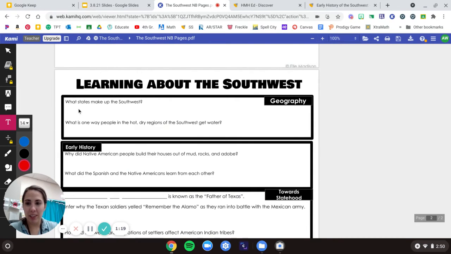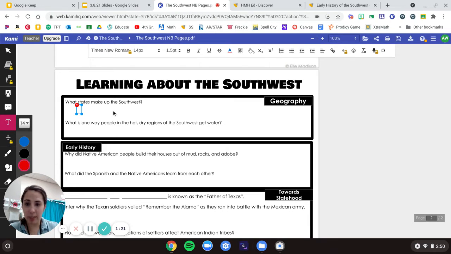Okay. So, what states make up the Southwest? Well, we know that there's 4 of them. We have Texas, Oklahoma, Arizona, and New Mexico.